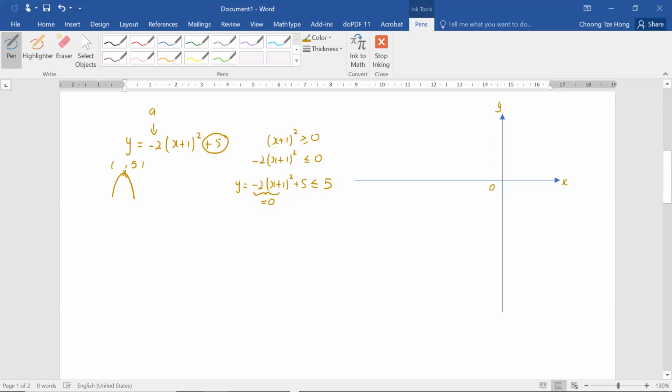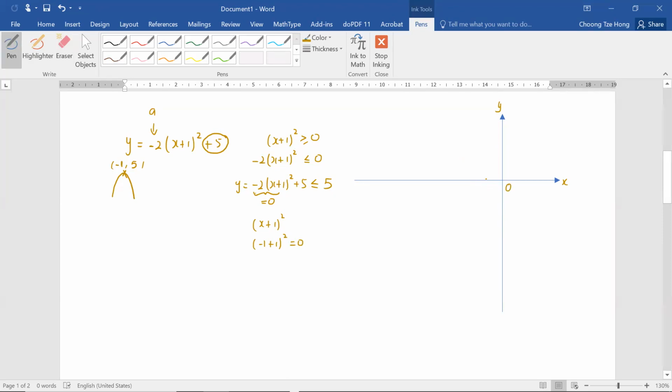When will this thing be 0? Again, we want to focus on the squared term. When will the squared term be 0? When x is negative 1, because if it's negative 1, then we will have negative 1 plus 1 equals 0, squared, then we will get 0. So now we will be able to tell the x coordinate of the maximum point. Then let's sketch.